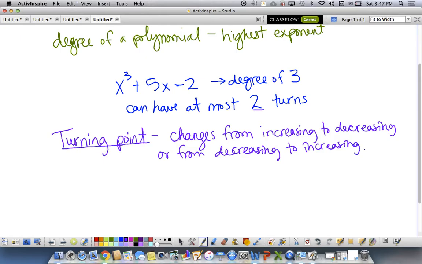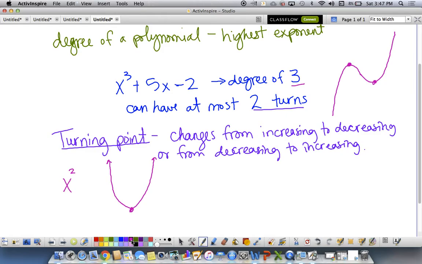That's what I mean by at most 2 turns. So if I have an x squared, it's decreasing. It has a turning point to the point where it will increase. So my one turning point would be the vertex. Does that make sense? So a cubic with a degree 3 can have at most 2 turns. If it comes up, it can turn. So here's the turning point, and then it can go down and turn up again. So it can have at most 2 turning points, 2 places to change direction.